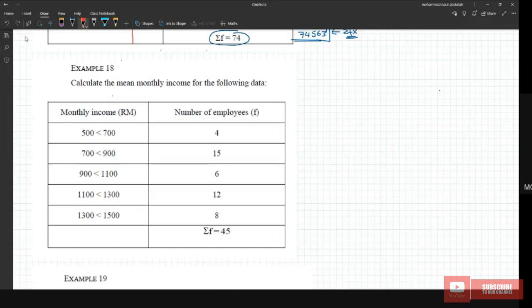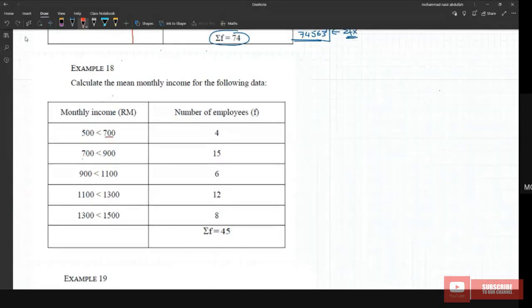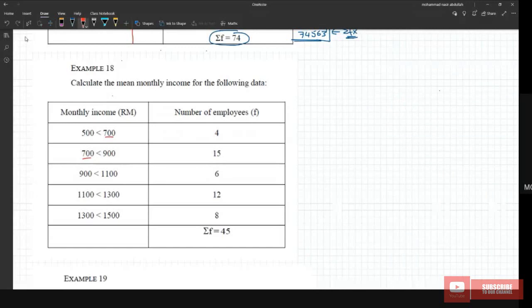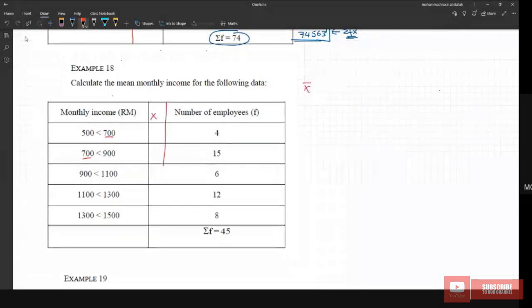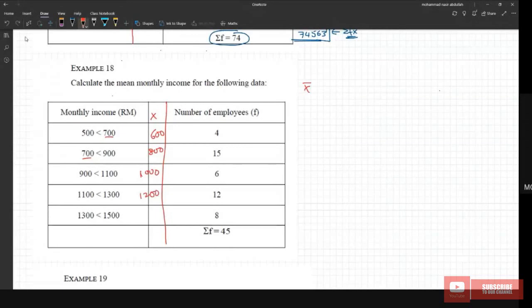So we already have a class boundary, right? First step, if you want to find the mean, you need to find the x value. Since we don't have an x value here, we need to calculate the x value first. 700 plus 500 divided by 2, which is equal to 600. So this is going to be 800, 1000, this is 1200, 1400. Right?